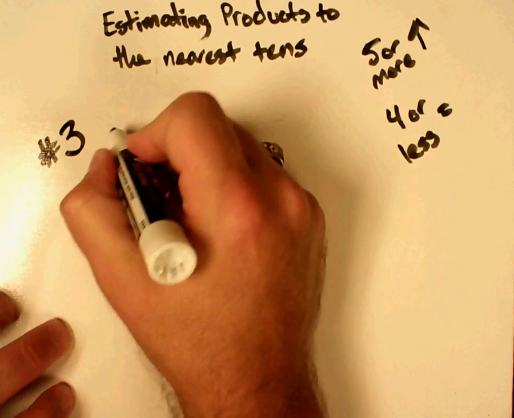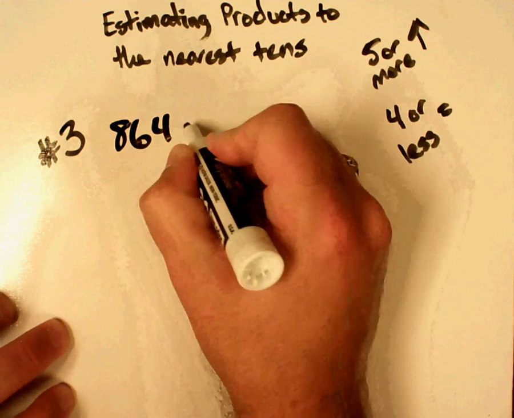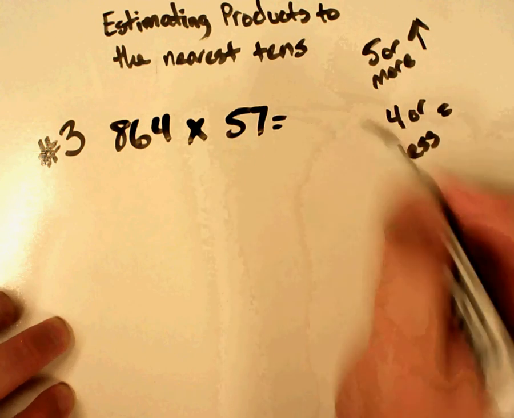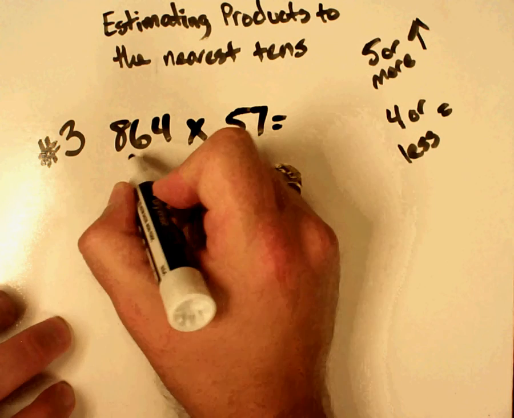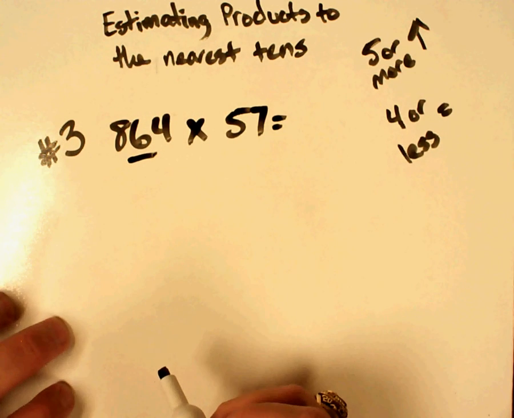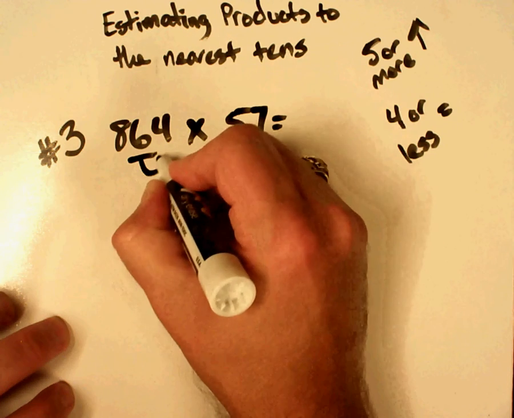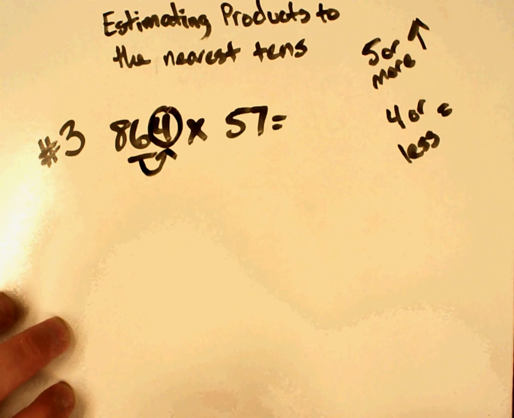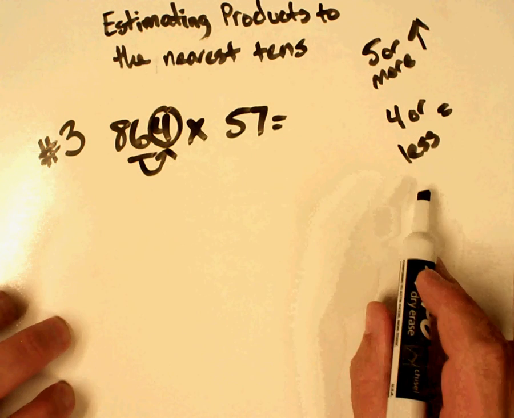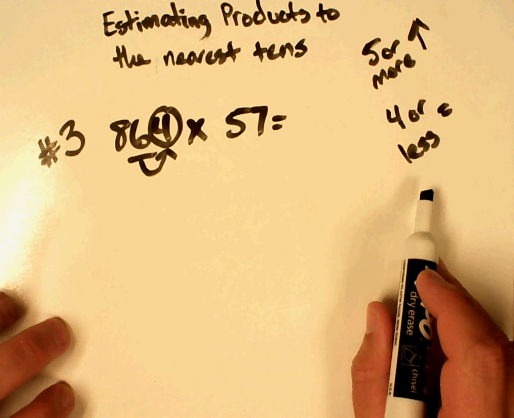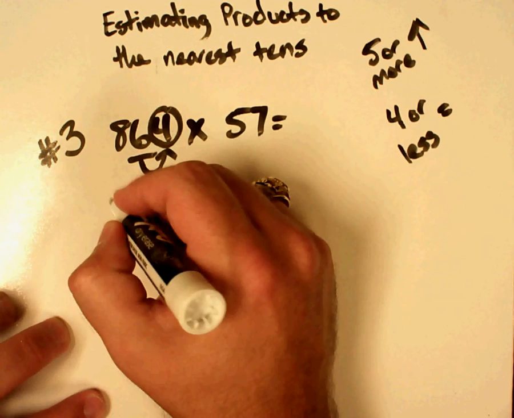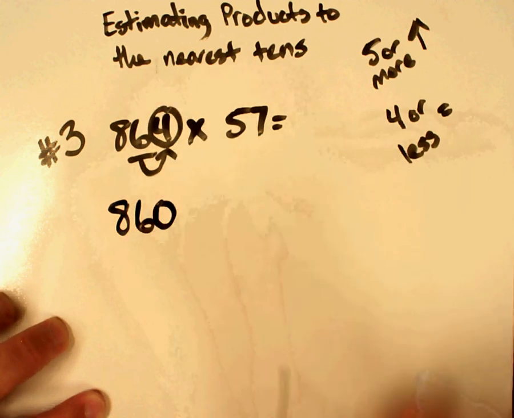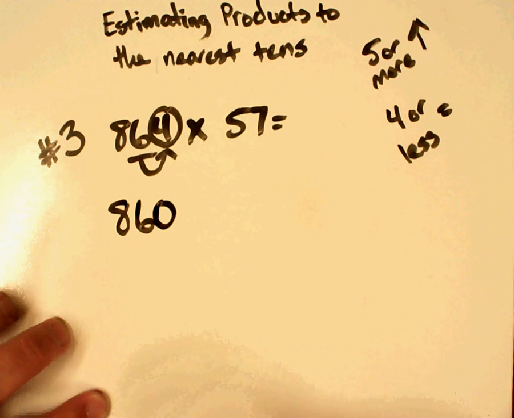So number 3 is going to be 864 times 57. And once again, I'm rounding to the tens place. I'm going to underline my 6 that's in the tens. Draw an arrow to my ones place, to my 4, because that's what I'm looking at. So I'm going to circle it. My 4 is 4 or less, so I'm going to let it rest. I'm going to let my 6 rest. I'm not going to do anything with it, and I'm just going to rewrite 86. Since I let this rest, my 864 rounds to 860.